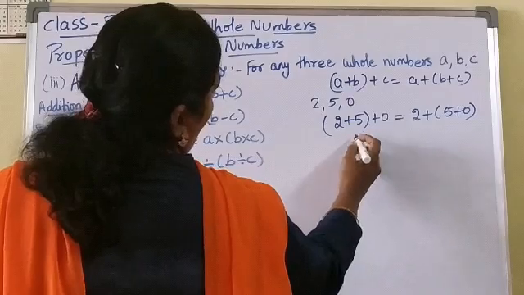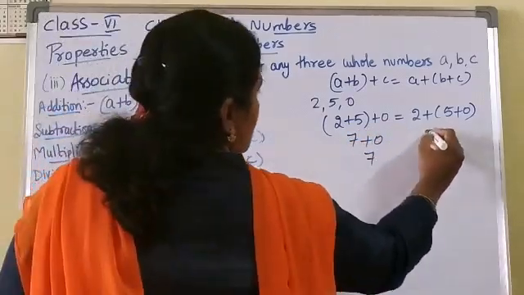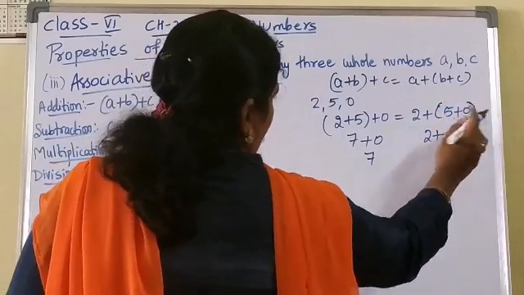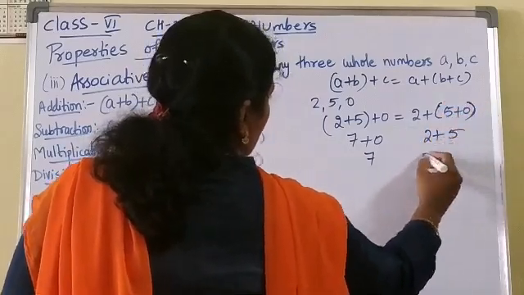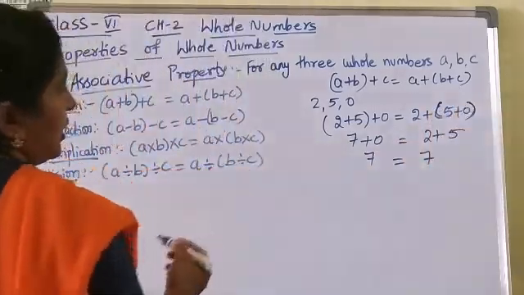2 plus 5 is 7. 7 plus 0 is 7. Coming to the other side, 2 plus, first I will do within the bracket. 5 plus 0 is 5. So 2 plus 5 is 7. Here I am changing the grouping, and you are getting the same.